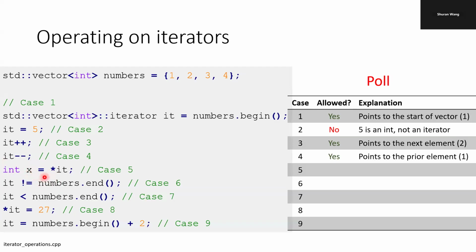int x = *it. Any of you think this is valid? Any of you think this is not valid? 1 for valid, 0 for not valid. This is actually valid because iterators can be used like pointers in this case. So we are actually dereferencing this iterator and getting the value at that position and putting it into x. So this is valid. Iterators should be dereferenced to be accessed.